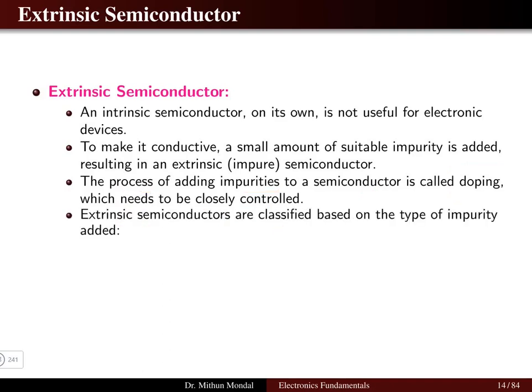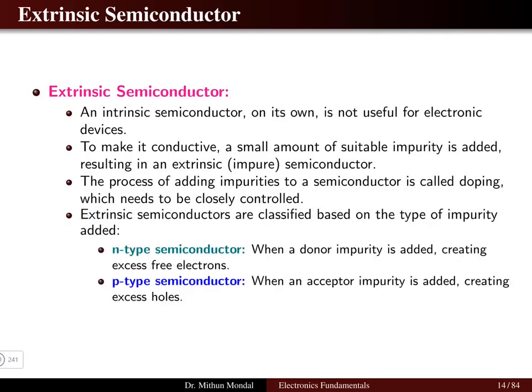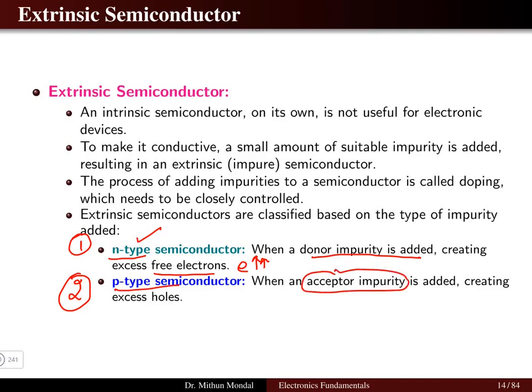Extrinsic semiconductors are classified based on the type of impurity added. So again, this extrinsic semiconductor will be divided into two different types. One is N-type semiconductor and another is P-type semiconductor. N-type semiconductors are formed when a donor impurity atom is added, creating excess free electrons. So more electrons will be there. That is known as N-type semiconductor. P-type semiconductor, when an acceptor impurity is added, results in more holes creation. That is known as P-type semiconductor.